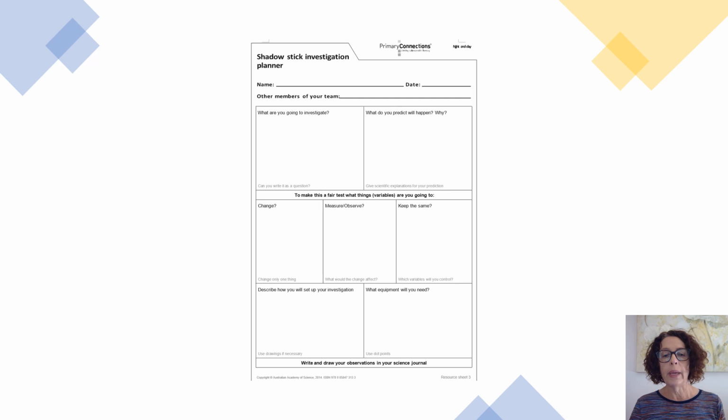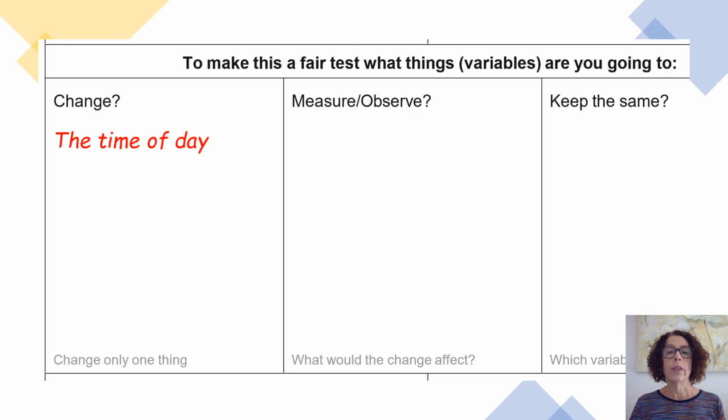Now, as we've talked about at school before when we've been doing investigations, we have to make this a fair test. So we're going to think about this section here. The change. Remember, the change means that we can only change one thing, because otherwise we're testing more than one thing and we won't know what's caused what. So the only thing that we're going to change is the time of the day that we go out to take an observation and see what's happening. So can you please pause the video and write the time of day in the change column.